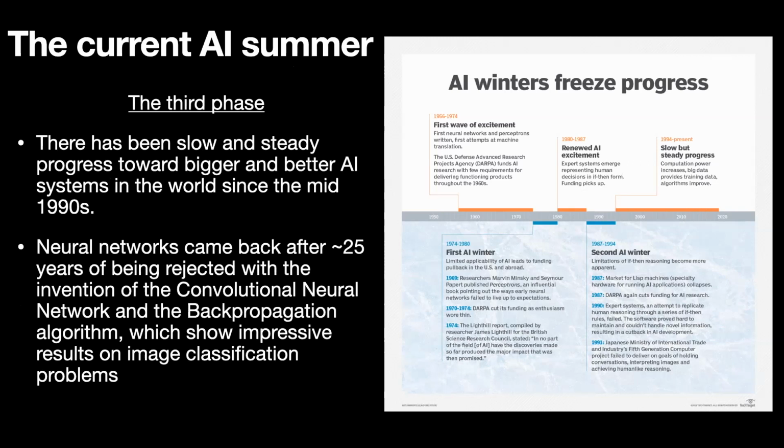And currently we're in an AI summer. There's been slow and steady progress toward bigger and better AI systems since the mid 1990s. The 1990s is when the convolutional neural network was invented. It's when the MNIST data set was created. And people were starting to realize that neural networks actually aren't as bad as they originally thought. In just the past 25 years, we've made a lot of progress. Also, backpropagation was invented, which was probably the biggest contributor. But also better computers were around, so we could solve bigger and better problems. And that's where we are today.